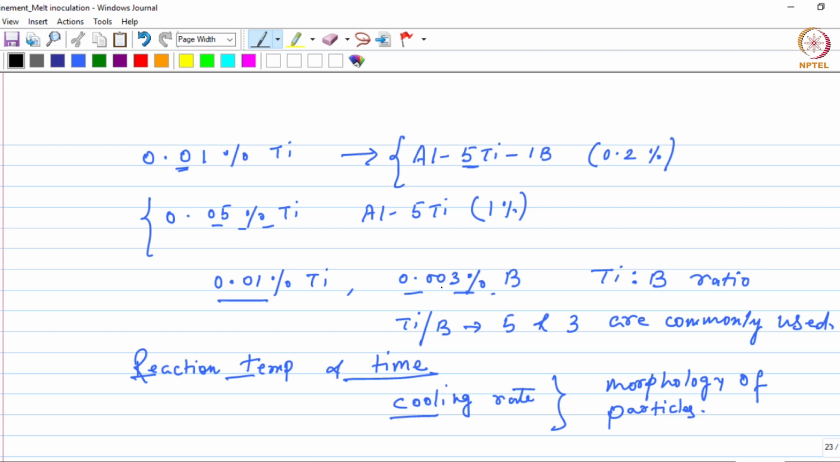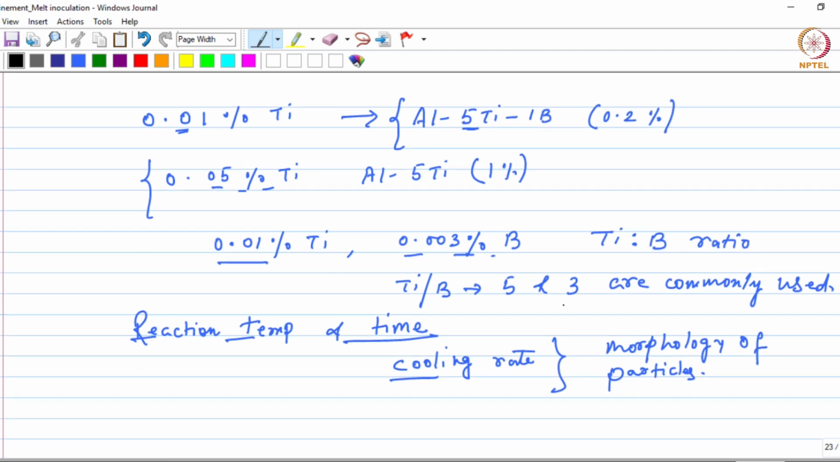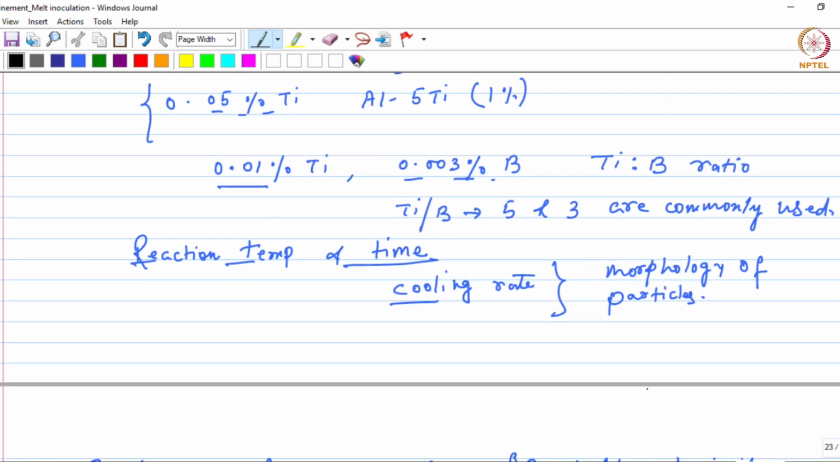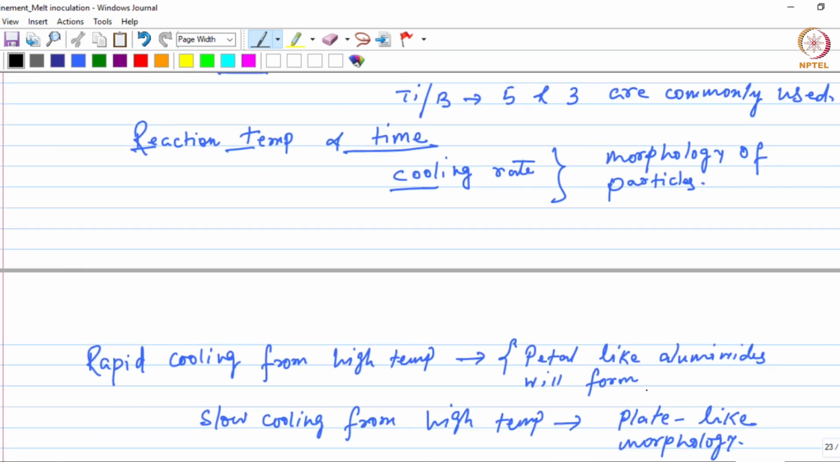Okay, and then we talked about the different parameters which affect the grain refinement efficiency. So apart from the titanium to boron ratio in case of the aluminium, titanium, boron master alloys, you also have the reaction temperature and time as the main process parameters. Okay, and these process parameters also affect the morphology of the particles, and we have seen that the morphology also plays an important role in the grain refinement process.